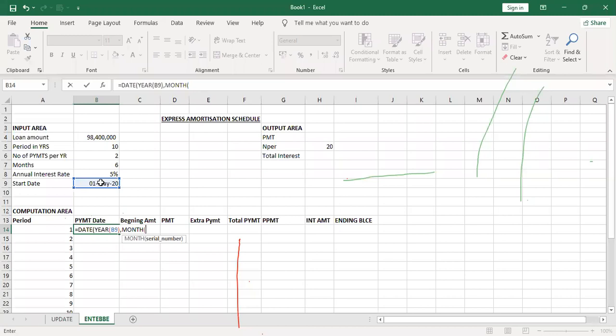So type month, open the brackets, click on the start date. Close the bracket. We are paying after how many days, months, or years? After six months. Have you closed the bracket for months? Yes. Remember you're paying after 6 months. That's why I'm adding on the months. If you were paying after a year, I would have added on the year. So month, open the bracket, click on the start date, close the bracket.